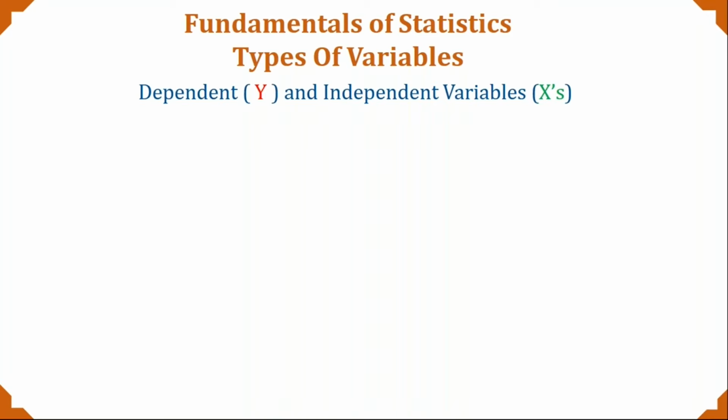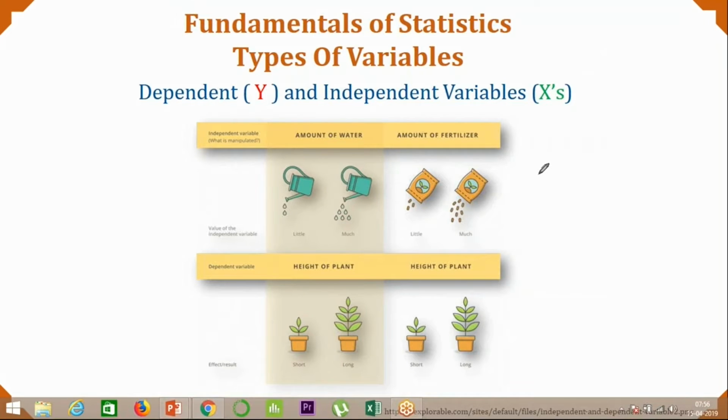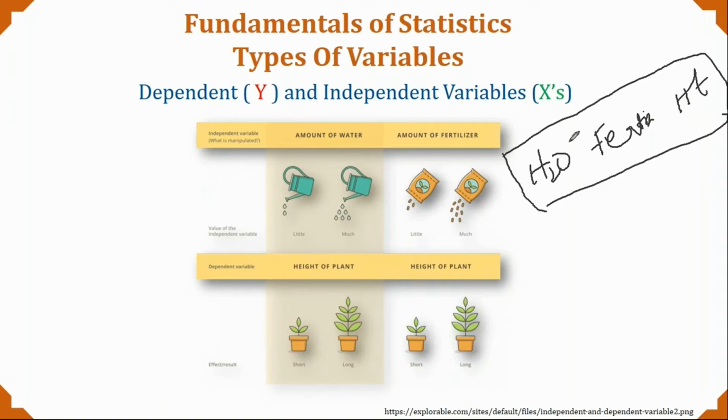So let's get into the independent variable part. An independent variable, sometimes called an experimental or predictor variable, is a variable that is being manipulated in an experiment in order to observe the effect on the dependent variable. If you see, this is a basic example. There are columns called amount of water, amount of fertilizer, and height of a plant. These were the three columns which we have.